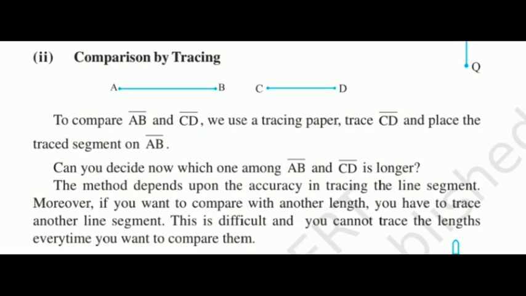Comparison by tracing. To compare line segment AB and line segment CD, we use a tracing paper. Trace CD and place the traced segment on AB. Can you decide now which one among AB and CD is longer? The method depends upon the accuracy in tracing the line segment. Moreover, if you want to compare with another length, you have to trace another line segment. This is difficult and you cannot trace the lengths every time you want to compare them.